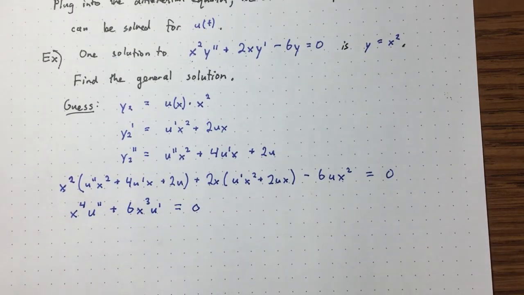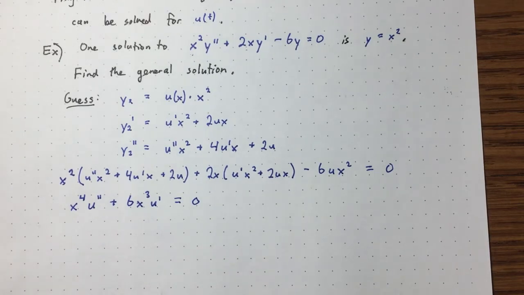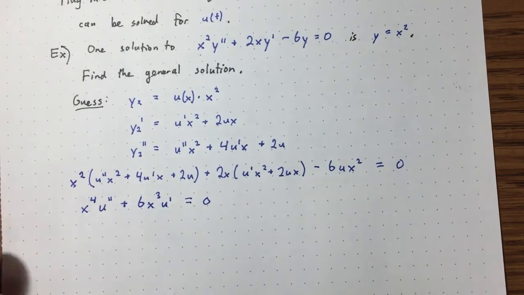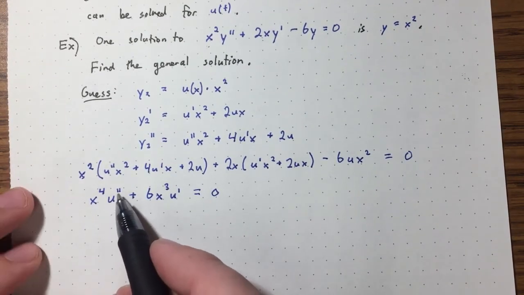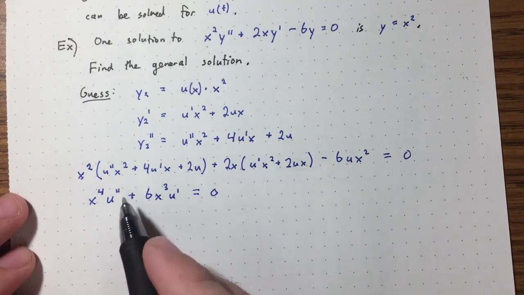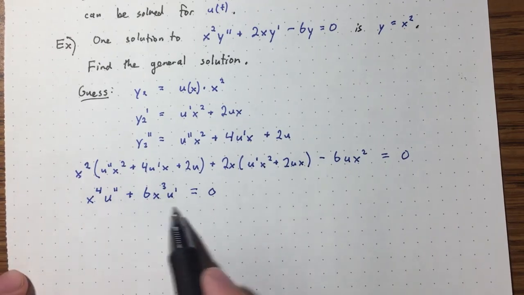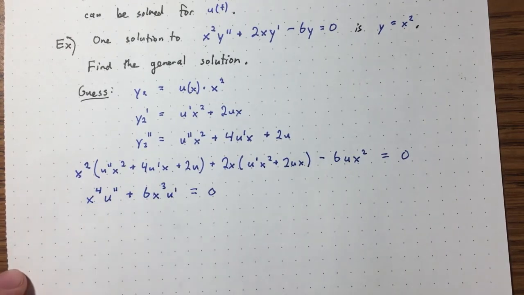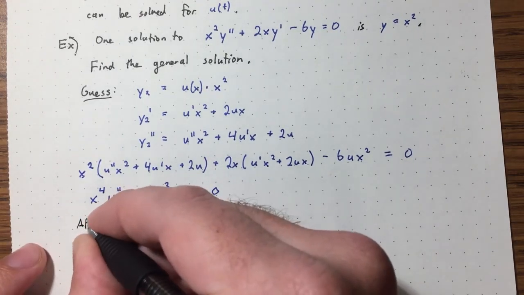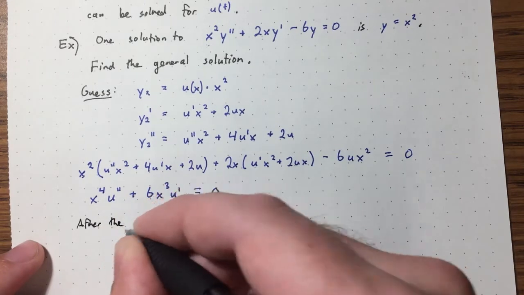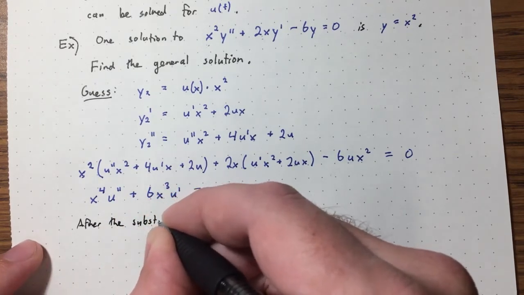Again, like I said, this is always going to happen. We're always going to get something simpler. Technically, I'd still call this a second order differential equation, but there's an obvious substitution we can make where this will become a first order differential equation. After the substitution, do you see what the substitution is?